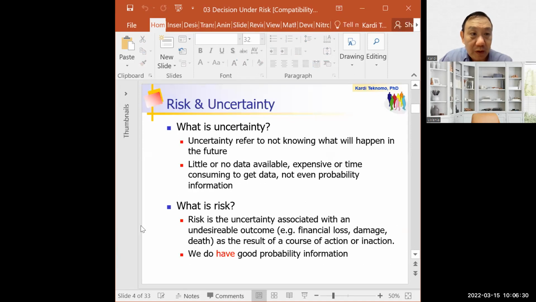Right. So what is the difference between risk and uncertainty? Uncertainty refers to not knowing what will happen in the future, or little or no available data, or because it's very expensive or time consuming to get the data, then you will not have even probability information. So decision under risk is similar to decision under uncertainty, but you have good probability information.